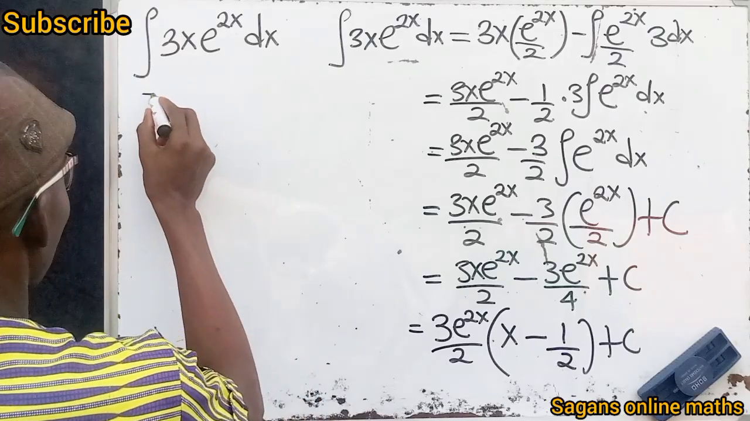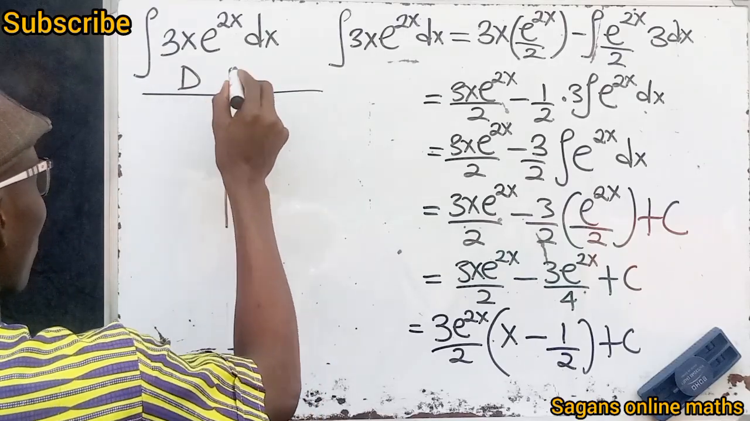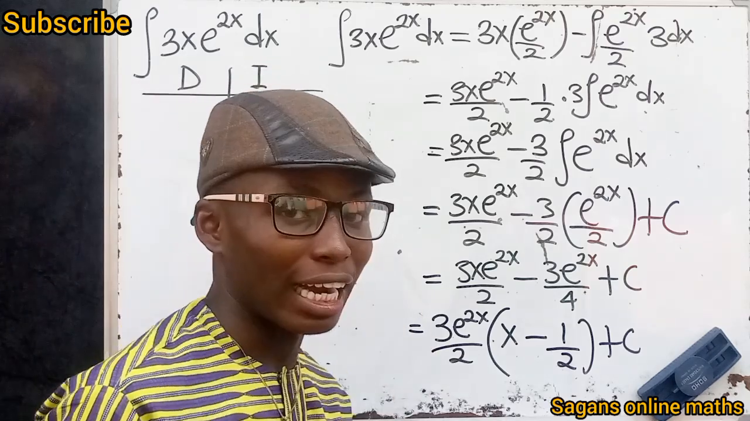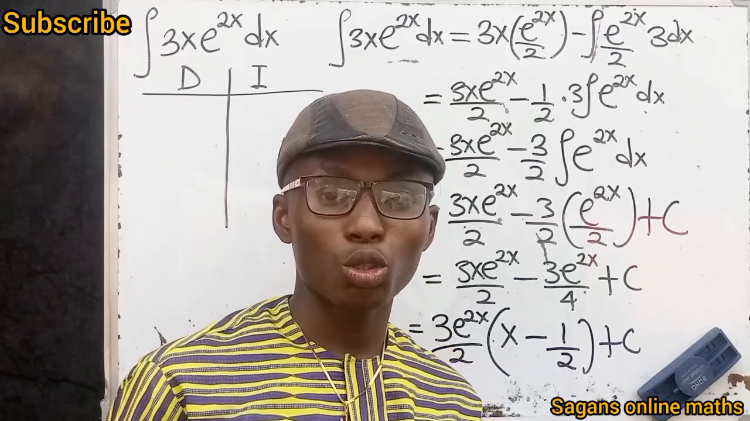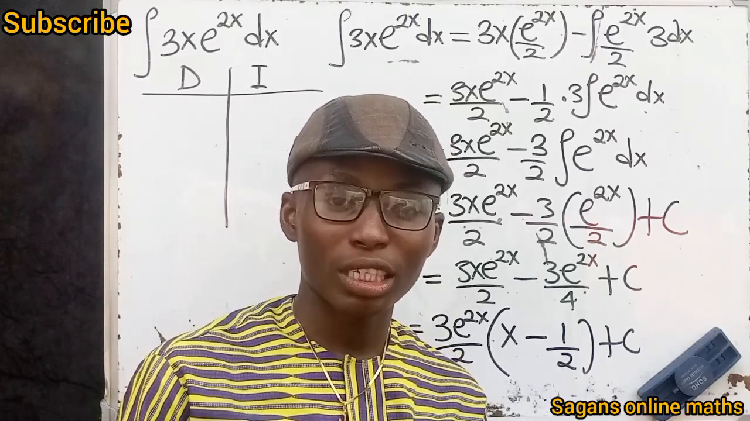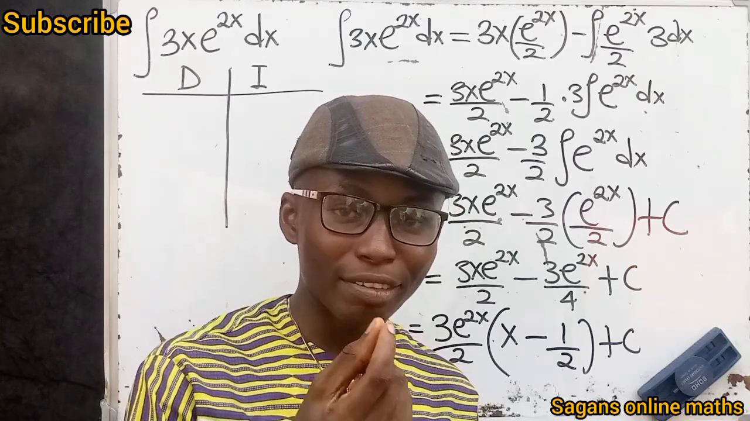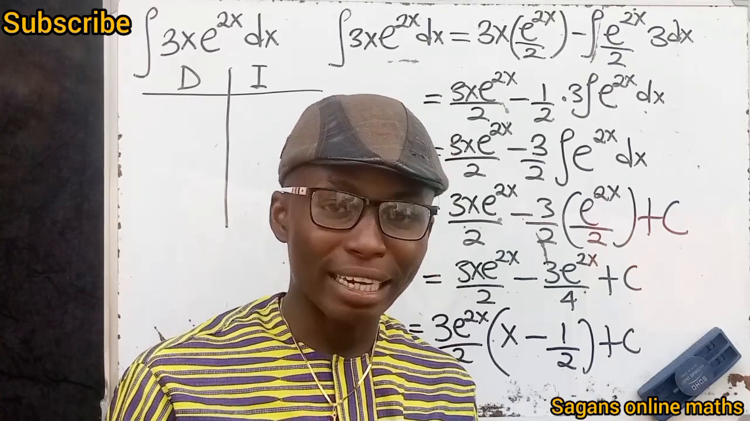So let's draw our DI table. This is our D and this is our I. Remember that D means differentiation, and I means integration. If you're watching my videos, I've told you about differentiation. Differentiation is a process, a method of finding the derivatives of a function, and a derivative is the rate of change with respect to another quantity.